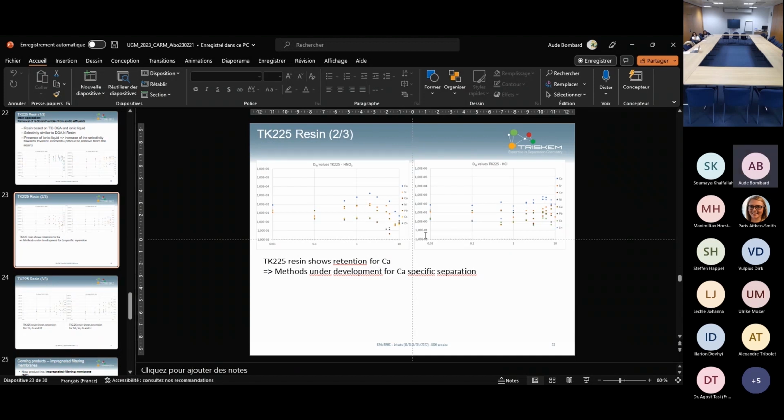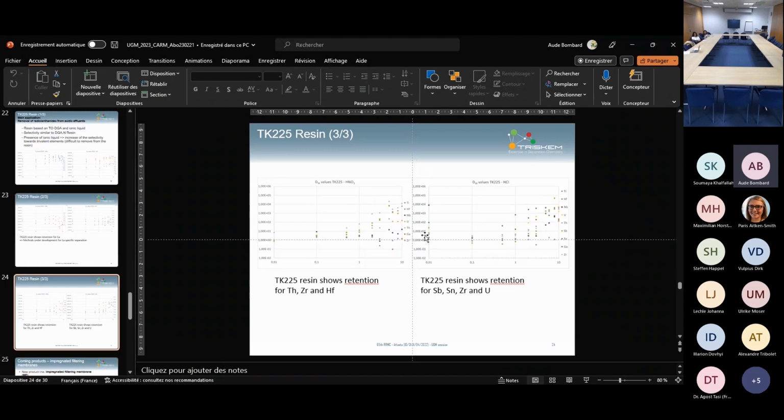What was also tested on this resin is other types of metals, and what is interesting there, it shows very good retention for calcium in nitric acid medium above 0.5 M HNO3. At the moment, this is a very interesting property, and there are some methods under development for finding a way to do a very calcium-specific separation.